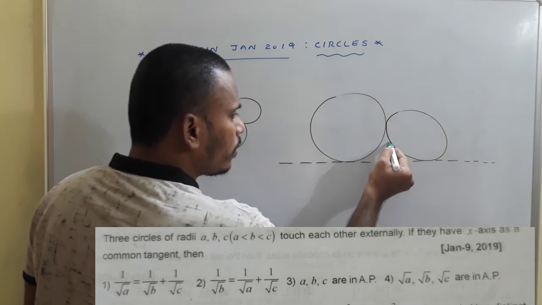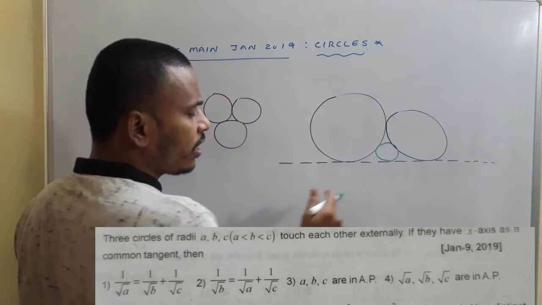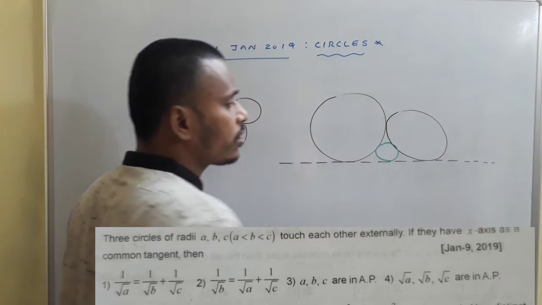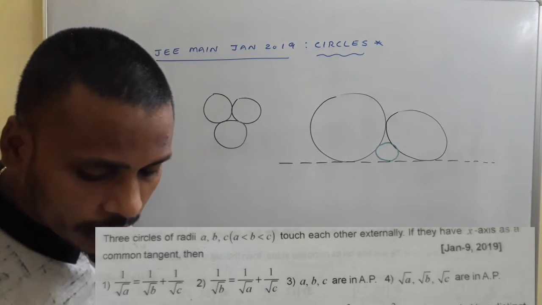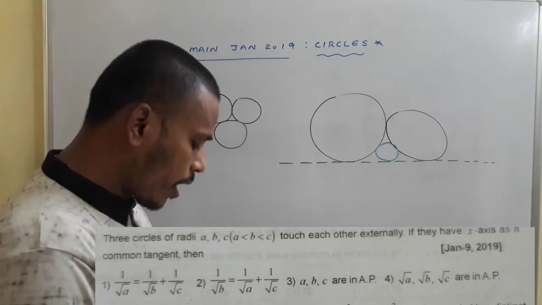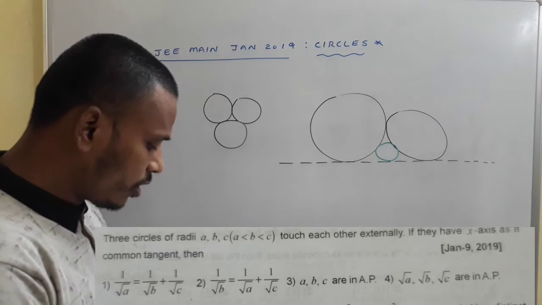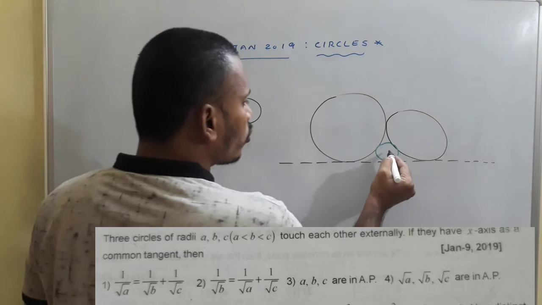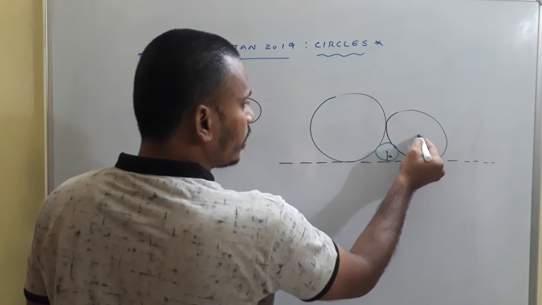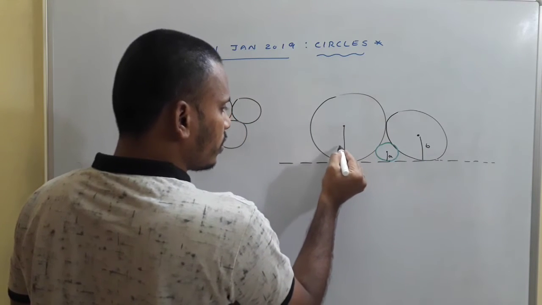So the third circle may be like this, because for this third circle, the first circle is externally touching it, the second circle is also externally touching the third, as well as the x-axis is also touching the third circle, because the x-axis is the common tangent for all three circles. This is the possible diagram according to the problem. And now the radii of these three circles are given. A less than B less than C as mentioned. So A is the smallest radius. So you just treat the radius of this small circle as A. This radius is A, and the radius of this circle is B, whereas the radius of this circle is C.